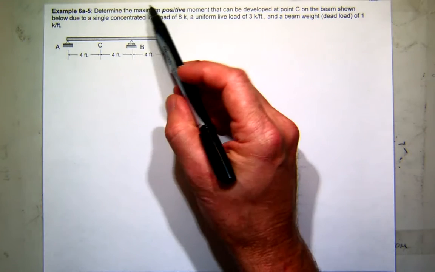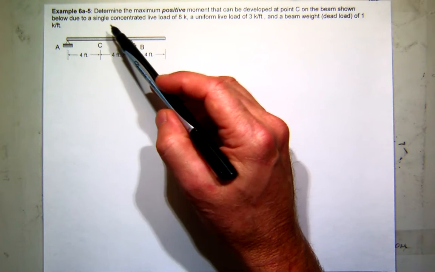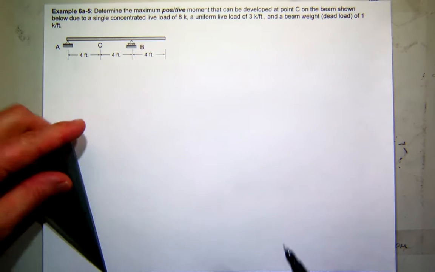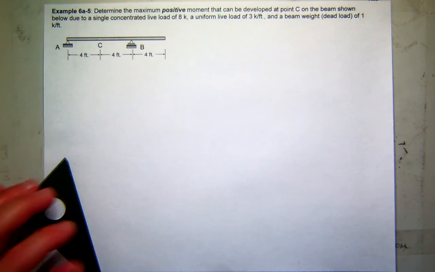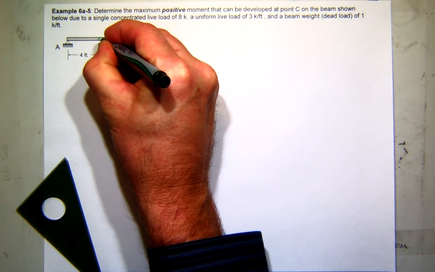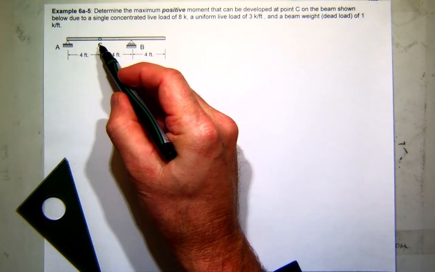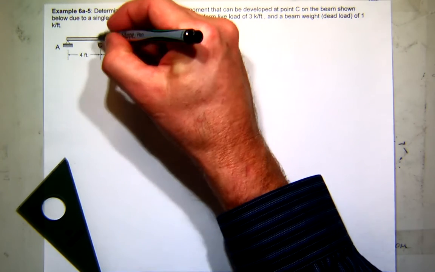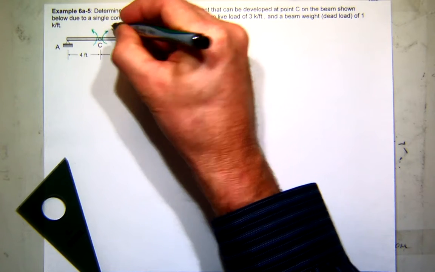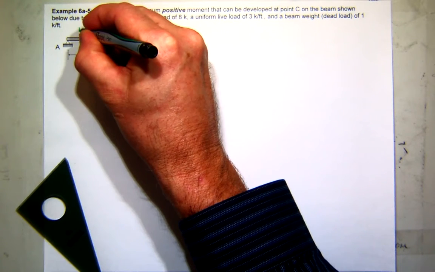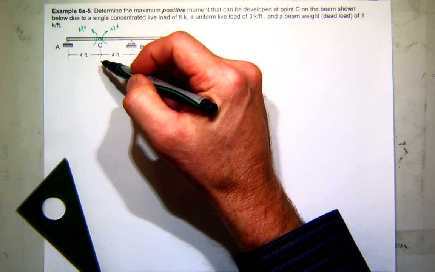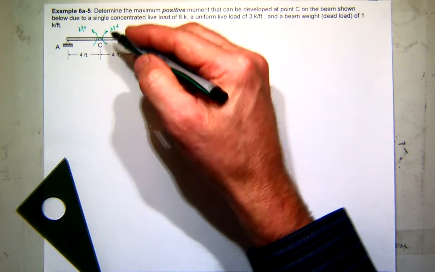So the first step is I want to construct the influence line for the moment at C. So what does that say? Well, Mueller-Breslau tells me I can go to C and I can imagine a connection that has no moment. That would be a hinge. And then on that structure, I will apply positive bending moments. How will that structure move? Will point C move up or down? It will move up.